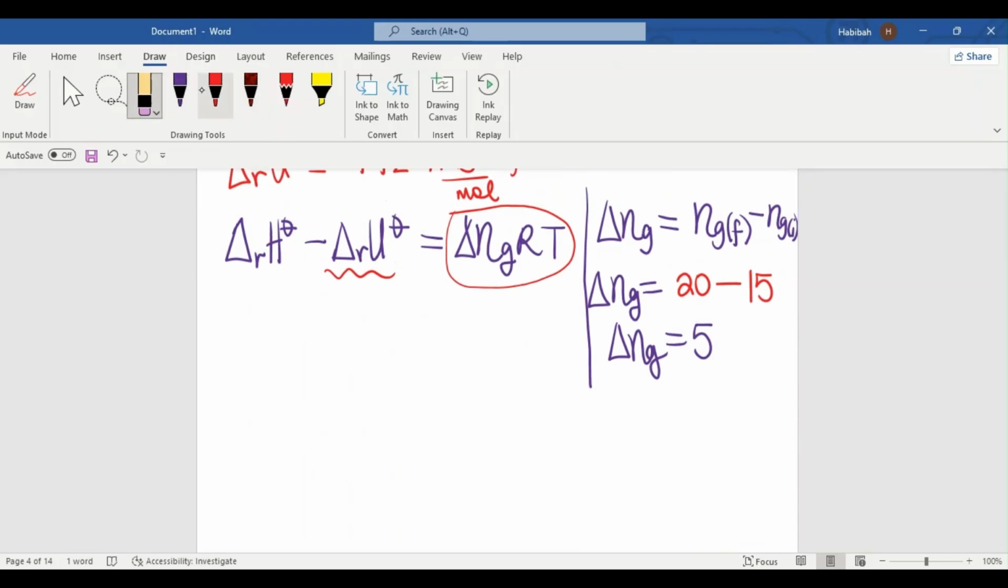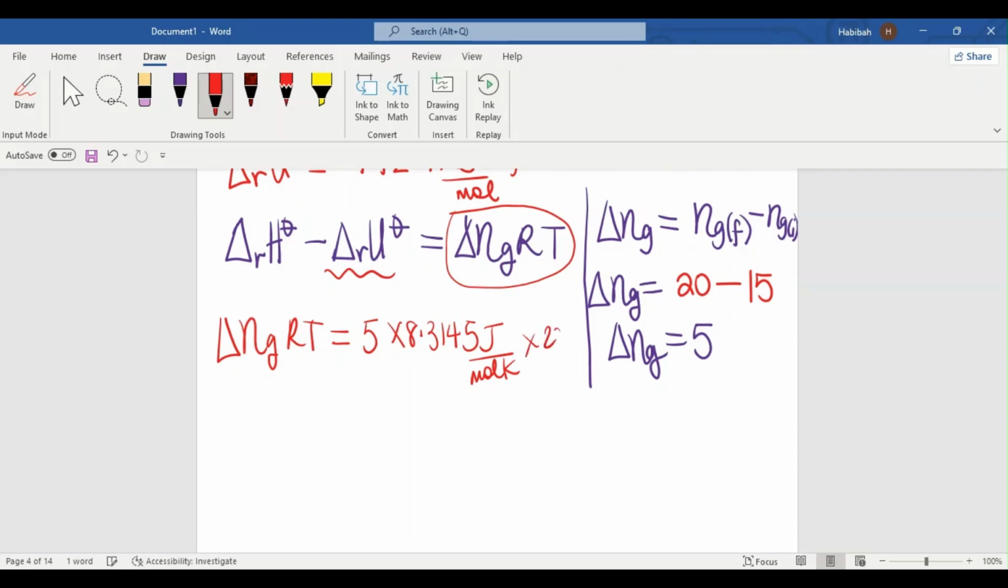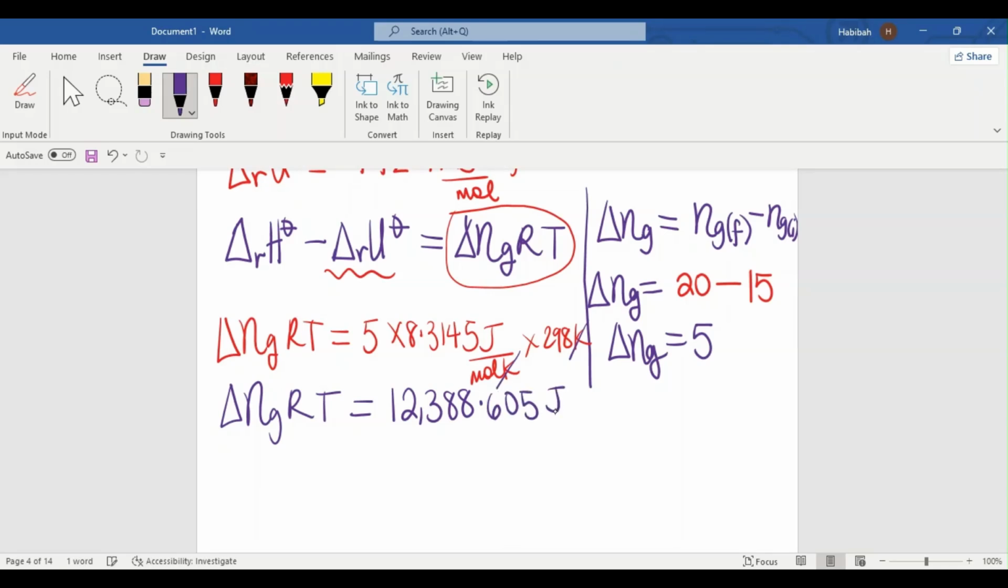So now we're going to determine all of this. That will be change in the number of gases times RT, equals 5 times 8.3145 joule per mole Kelvin times temperature, which is 298 kelvins. You cancel out kelvins. So you have 8.3145 times 298 times 5, which would give you 12,388.605 joule per mole. So that's what's going to be the answer to this.